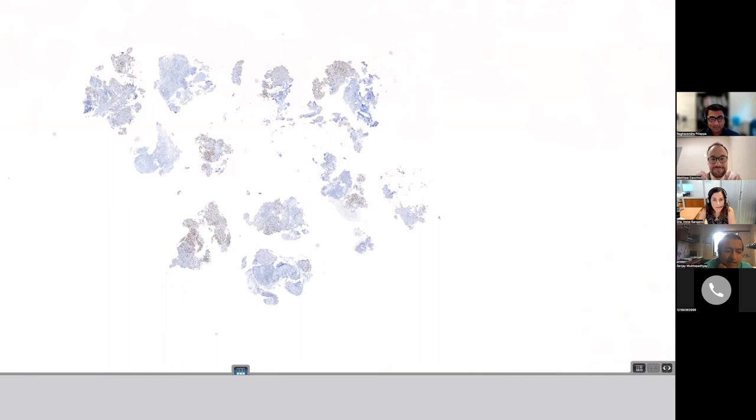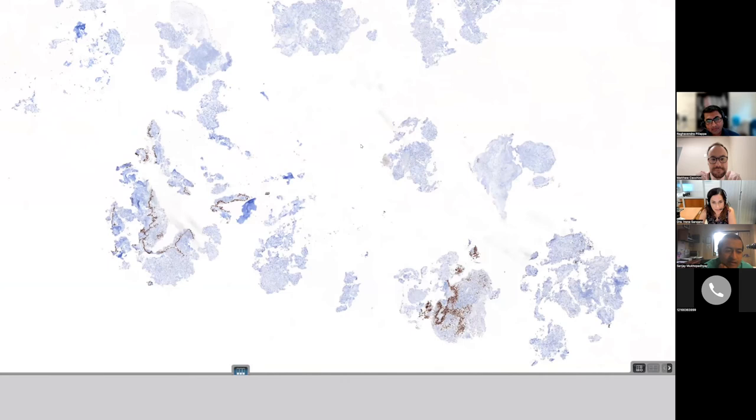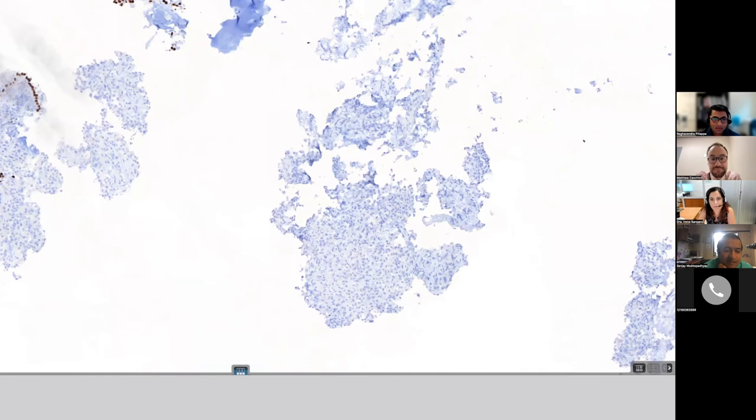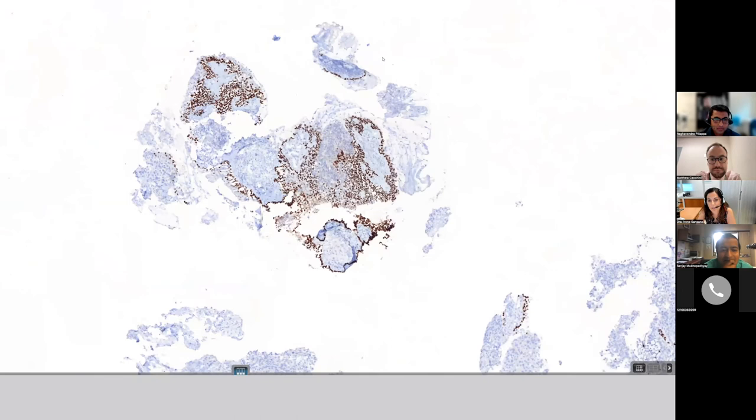And the P40, it's highlighting basal cells. And the neoplasm is negative. So this is amazing. A good reason to do immunohistochemistry, despite we think that there are these keratotic cells.